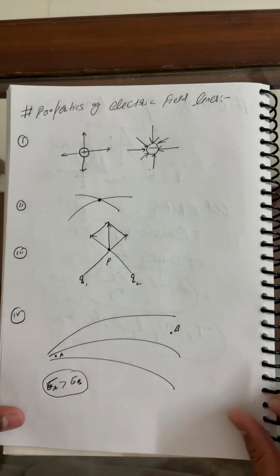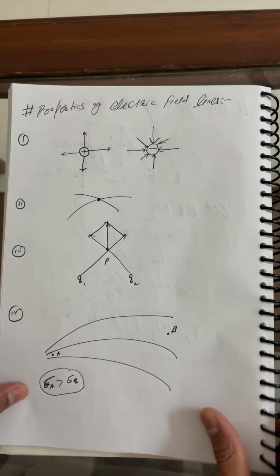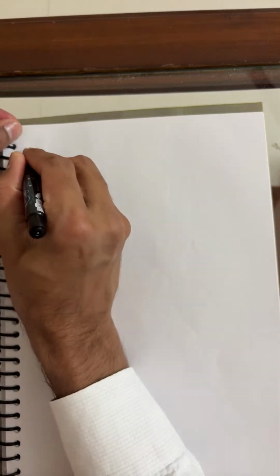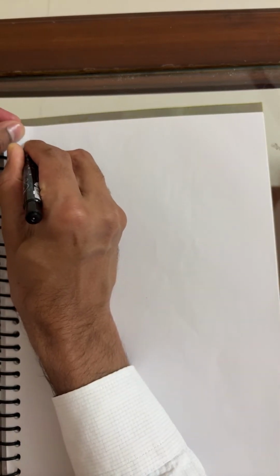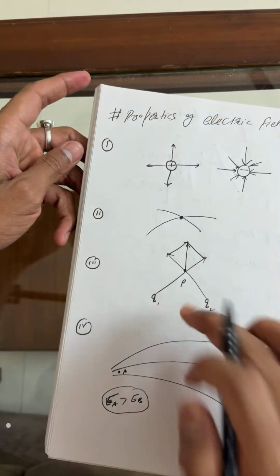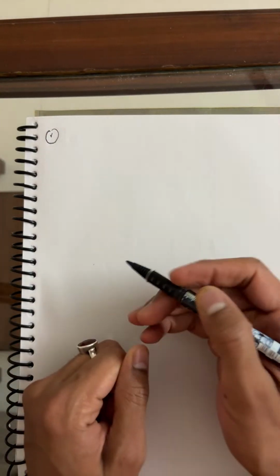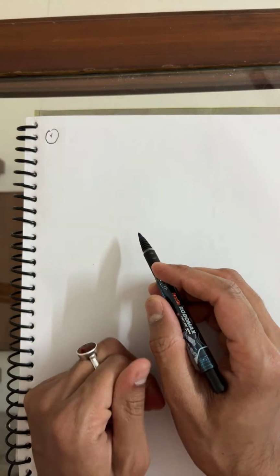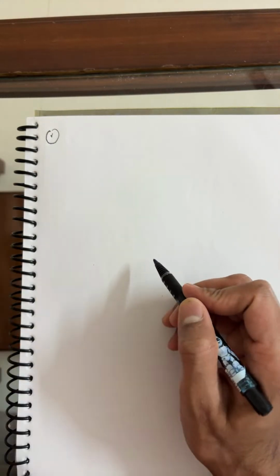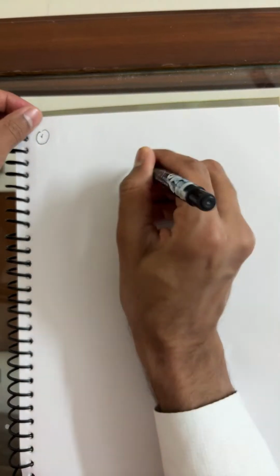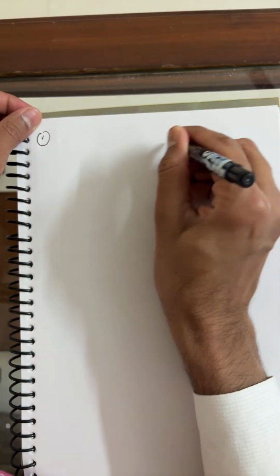Now, have a look at the properties. Property number four, or five? 1, 2, 3, 4, yes, this is property number five. What is property number five here? Electric field lines never form a closed loop. Let us suppose this is a loop.